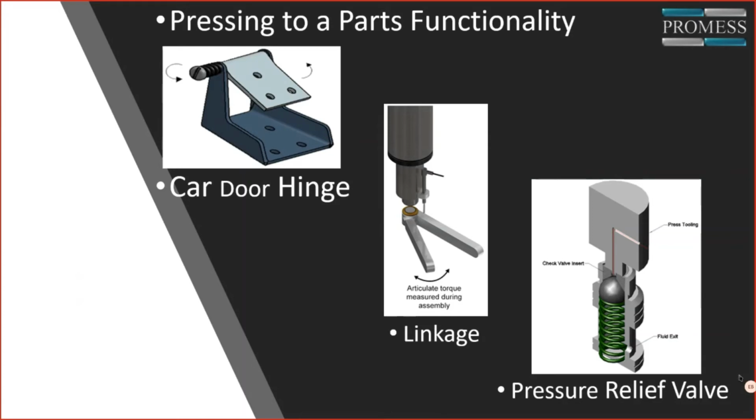Also, the nice thing about pressing to a function is that when you have variation in your parts, you're going to have variation in your final assembly. But if you're pressing the part to its functionality, it compensates for the variation in the pieces that make up the part. And with that, I will give control back to Ed.